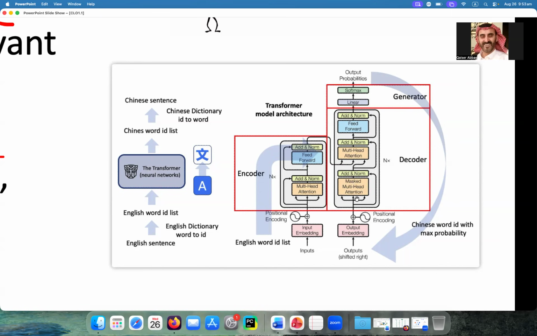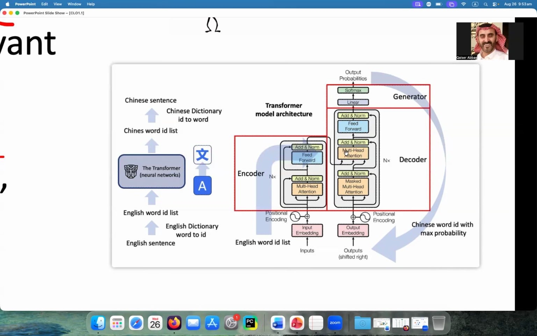And here you have masked multi-head attention. This is a topic. Mask normally means you will hide some information. It is again the relationship between words, but this is for the decoder. So here it is English words, here it is Chinese words. This is for the input, this is for the output.